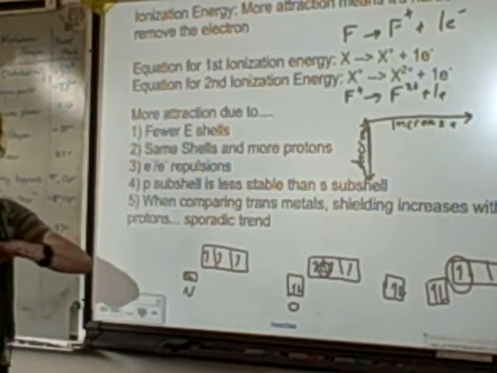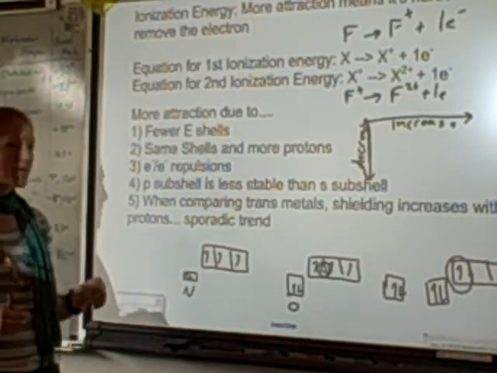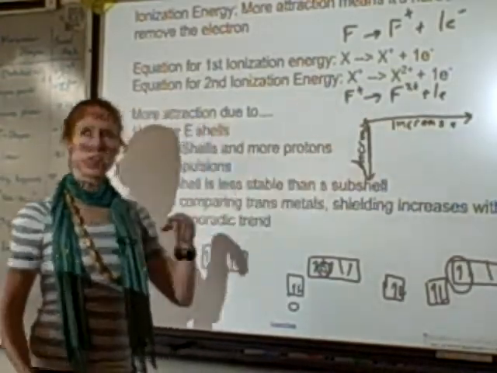Also, if you're looking at transition metals, you can always say that you're adding shielding electrons as you add protons, which can break the trend that we'd expect to see, that ionization energy increases across and decreases down.